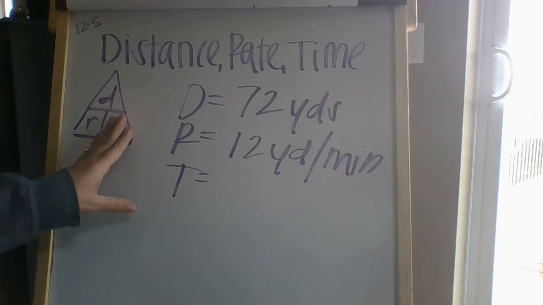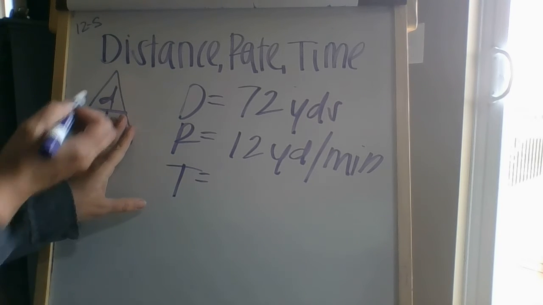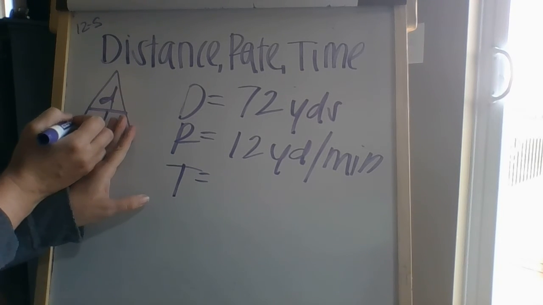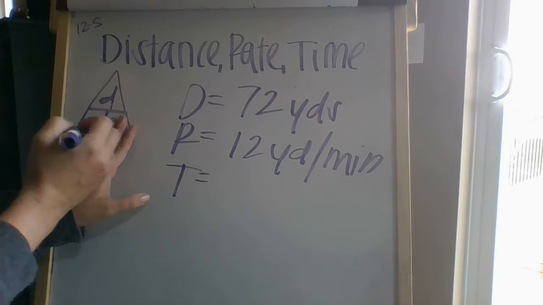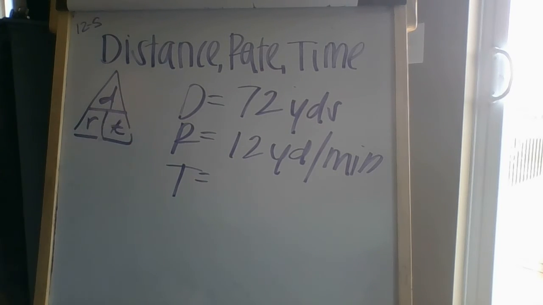If we're looking for time, we're going to cover that up over on our triangle. And that leaves us with d over r, or distance divided by rate. So in my calculator, I'm going to do 72 divided by 12, and we end up getting 6.